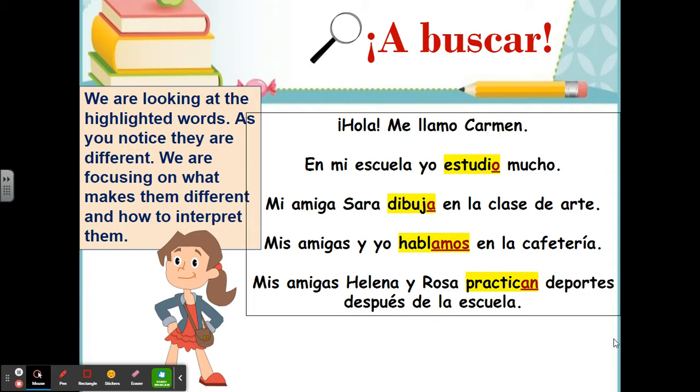So in English, the sentence is saying, hello, my name's Carmen. In my school, I study a lot. My friend Sarah draws in her art class. My friends and I talk in the cafeteria. And my friends Elena and Rosa, they play sports after school. So that's her giving her information about herself and her friends, de ella y sus amigas, and those verbs match that. So let's make a match.